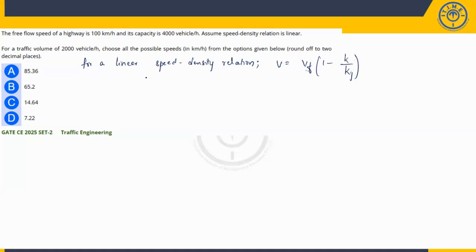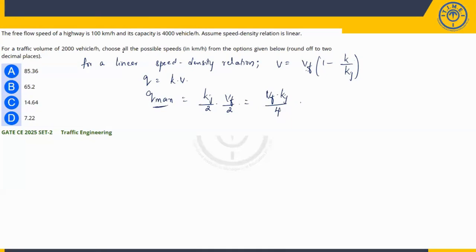And in a linear speed density relation model, we also know Q is equal to Kv. And Q max is equal to Kj upon 2 into Vf upon 2. That's given by Vf free flow speed into Kj jam density divided by 4. That will be your Q max.